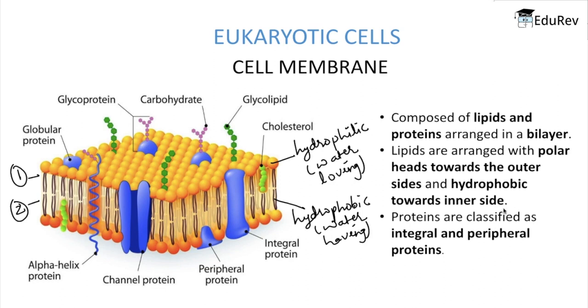Now, the cell membrane also consists of proteins, which are of two types. The first one is the peripheral protein and the other one is the integral protein. The peripheral proteins are present on the surface of the cell membrane, and the proteins which you see embedded inside the cell membrane are known as integral proteins.